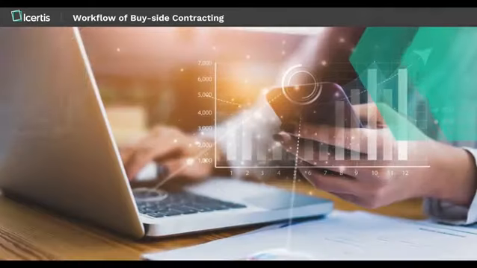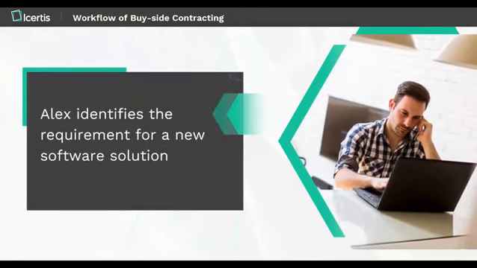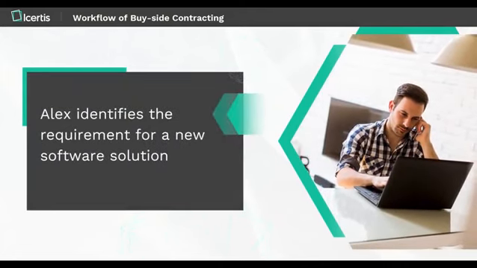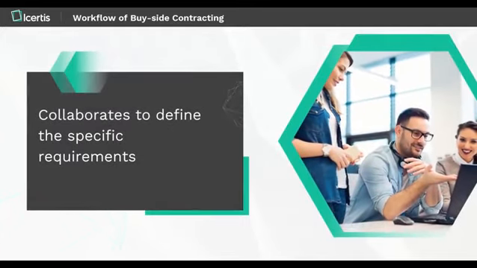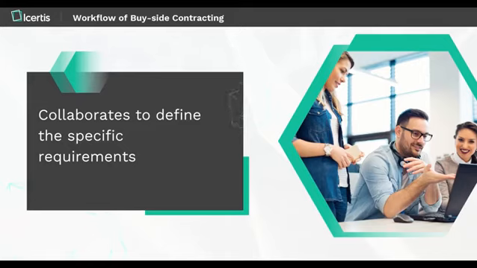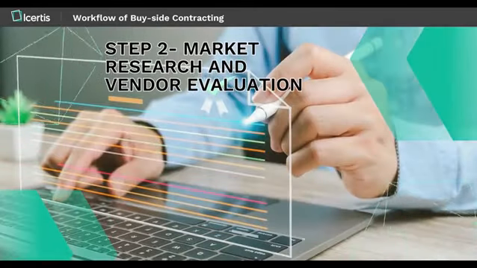The first step begins with needs assessment. In this step, Alex identifies a requirement within ICI Corporation for a new software solution to streamline their project management processes. He collaborates with various stakeholders, including project managers, IT teams, and department heads, to gather requirements and define the objectives of the procurement process. This crucial step sets the foundation for the entire procurement journey, ensuring that the chosen software solution aligns with the organization's needs and goals.